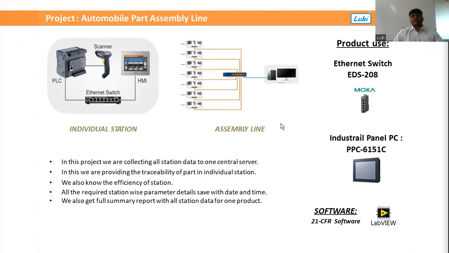and reports are generated date wise and so on. In this application, we have used our Moxa Mesh Ethernet switch, and at the central level, our fanless PCs. Inside this PC, we have installed our 21 CFR and LabVIEW based software. We have used our Delta PLC and Delta HMI, connected with our Cognex scanner. The data is taken from the scanner to our Moxa Mesh Ethernet switch, and that switch is connected to our central PC. All the stations' data is covered through the assembly line and reports are generated.